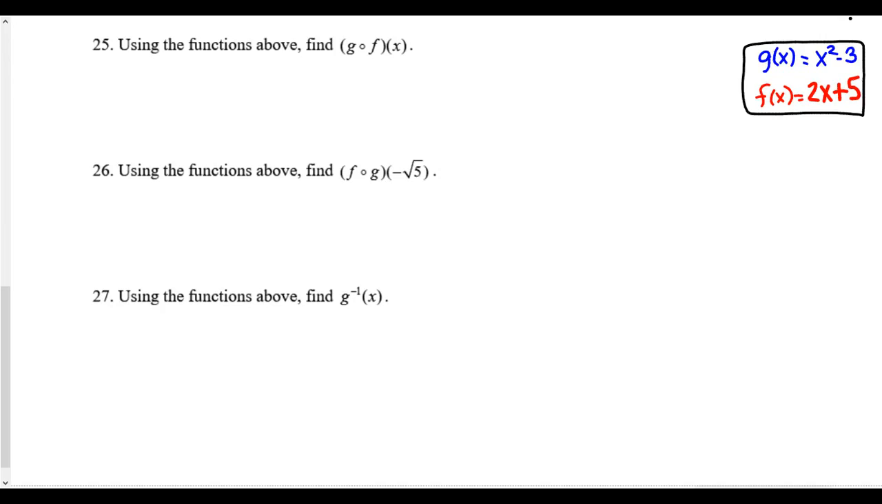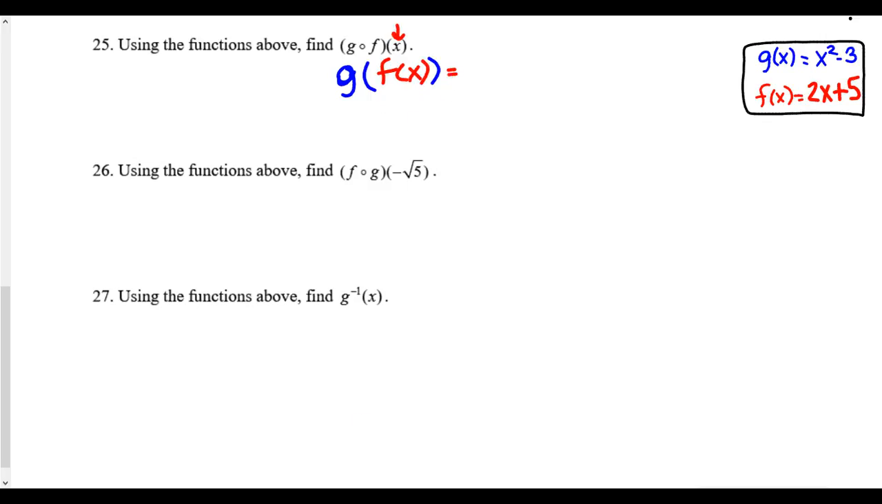All right, so I scrolled down and I just copied over here, g of x was x squared minus 3 from up above, and f of x was 2x plus 5 from up above. So this problem is asking me to find g of f of x. So what does that mean? That means that I'm going to start out with my g, and into my g, I'm going to plug in f of x. So remember, if this has an x in it, your answer is going to have x's in it.